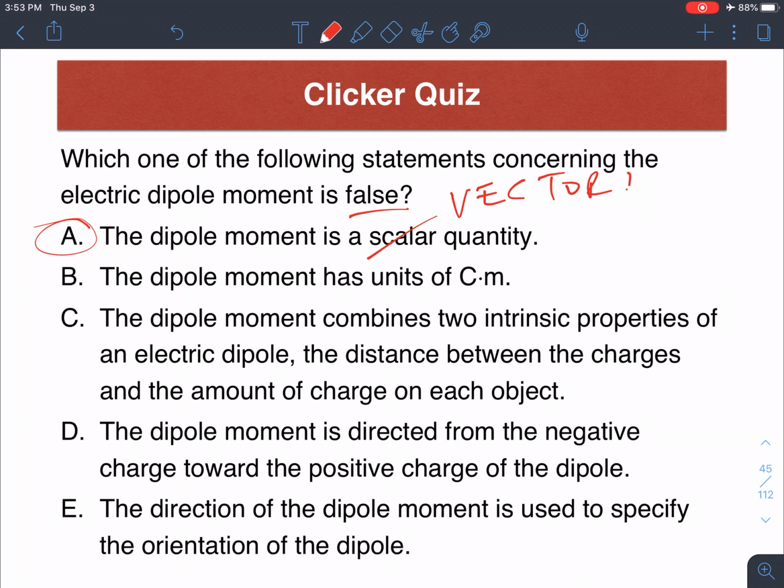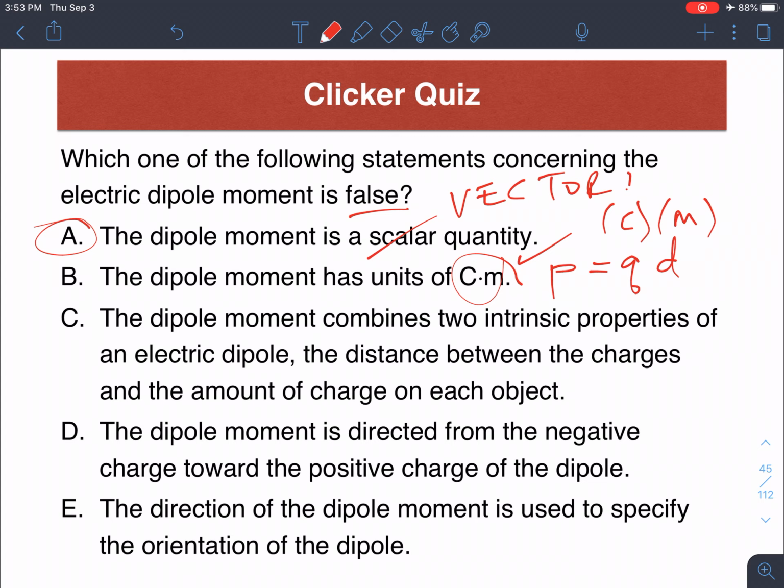Let's check the rest of it. Dipole moment has units of coulombs times meters. Remember that p is q times d, so charge q has a unit of coulombs, and distance d has a unit of meters, so that is true. The dipole moment unit just comes from this equation. Just find the equation q times d and you can find the unit for that. There's no special unit for that.